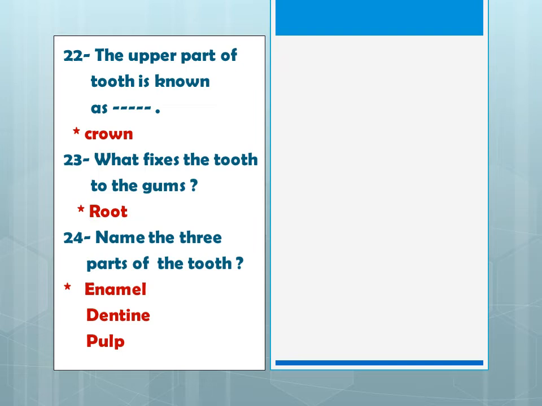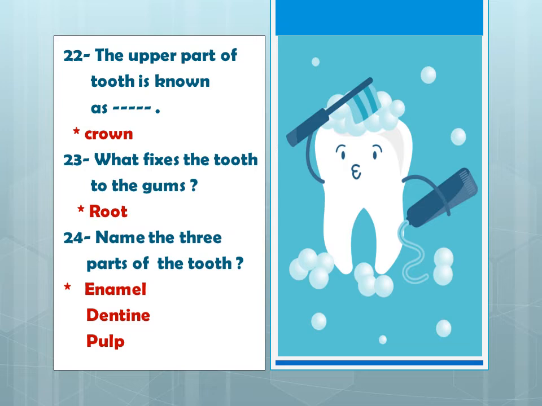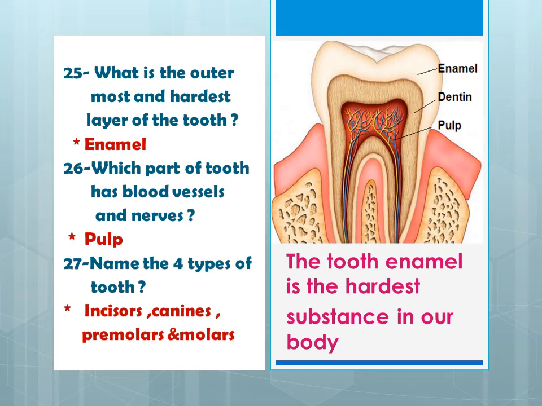The upper part of the tooth is known as dash. Crown. What fixes the tooth to the gums? Root. Name the 3 parts of the tooth: enamel, dentin, and pulp. What is the outermost and hardest layer of the tooth? Enamel. Which part of the tooth has blood vessels and nerves? Pulp.